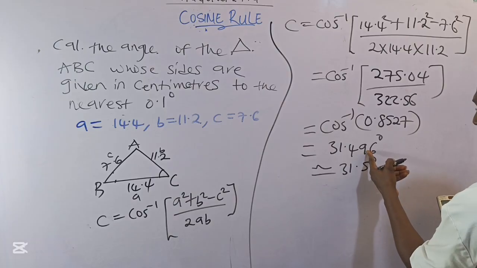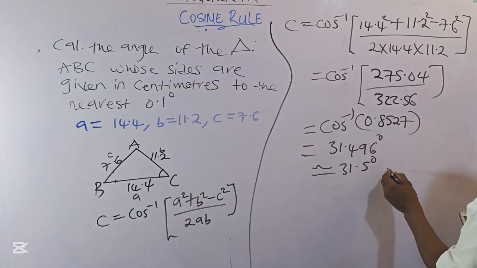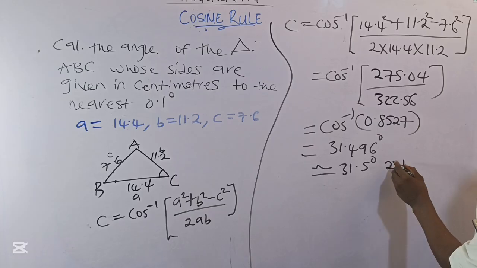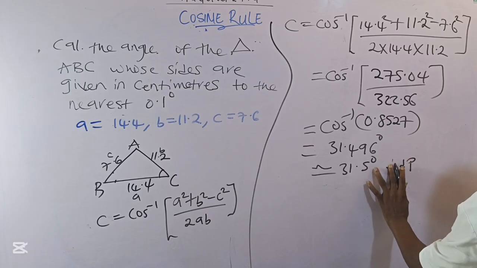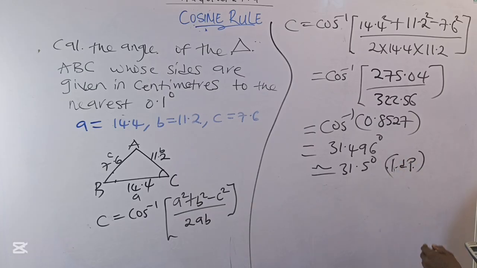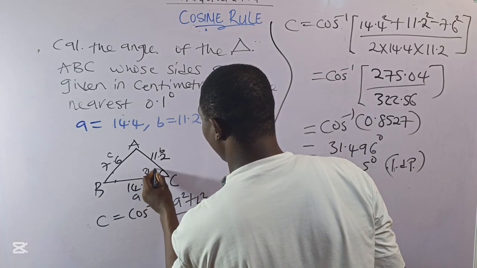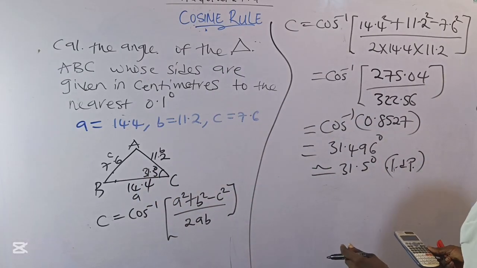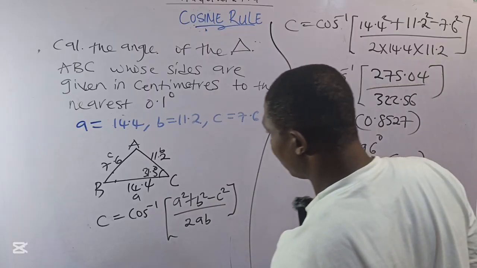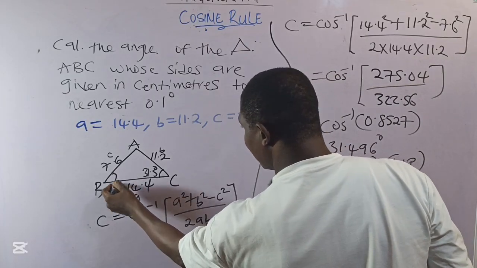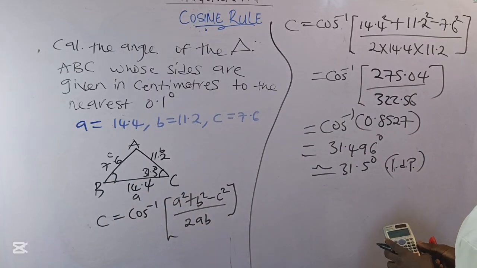Since this 9 is greater than 4, you add 1 to this, to one decimal point. So take note. So I've gotten my C, which is 31.5 degree. I can therefore do that of B, which is the second angle in terms of size.